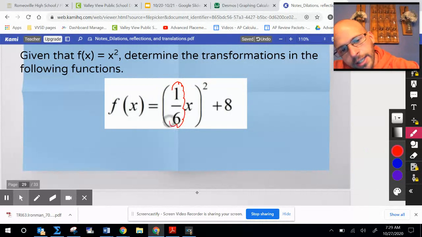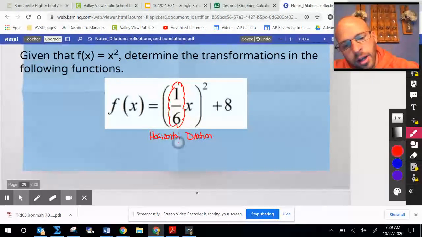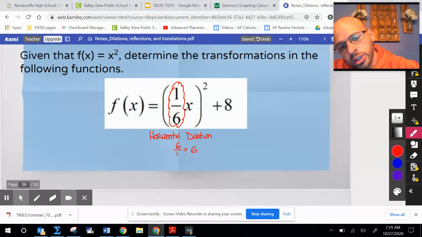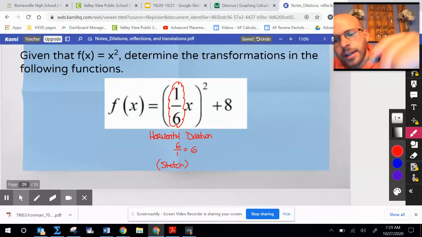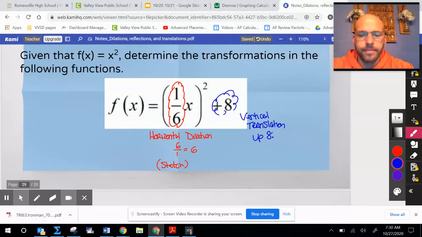I have a multiplier on the inside. So that's a horizontal dilation, but we do not use the 1/6. We need to flip that upside down, which is 6 over 1, which is just 6. And because that's bigger than 1, we know that's going to be a stretch. And then the only other value we have here is this plus 8. That's going to be a vertical translation up 8. Okay.